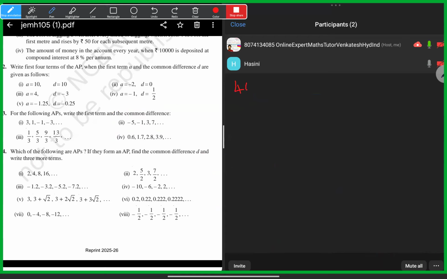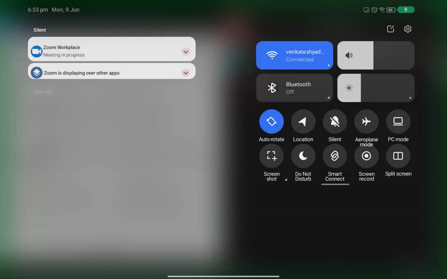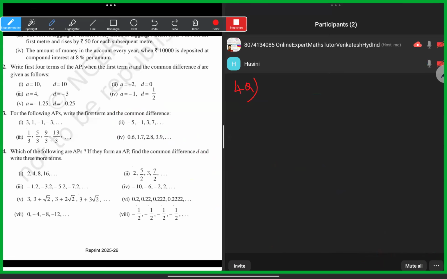So you can read the fourth question main heading once. Which of the following are APs? If they form an AP, find the common difference and write 3 more terms. Next 3 terms. So here again, if you see the main heading, which of the following are APs means they didn't confirm the given question is already in AP. Means we need to first confirm whether the situation is AP or not. After that, if it follows AP, then we need to find the common difference and the next terms.